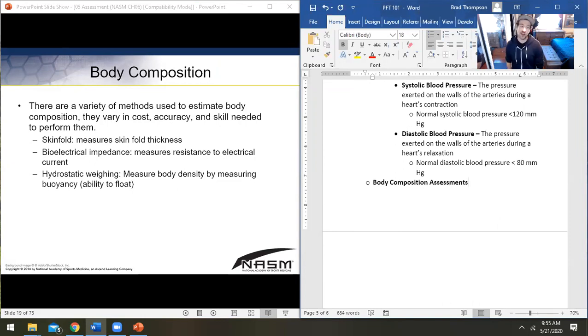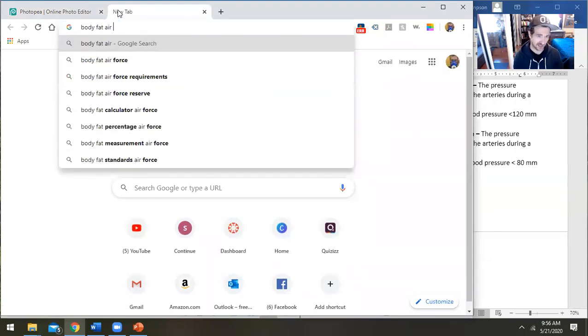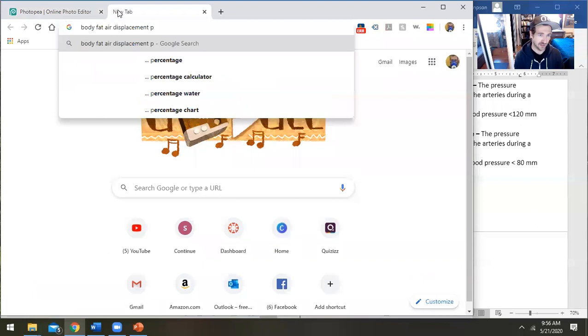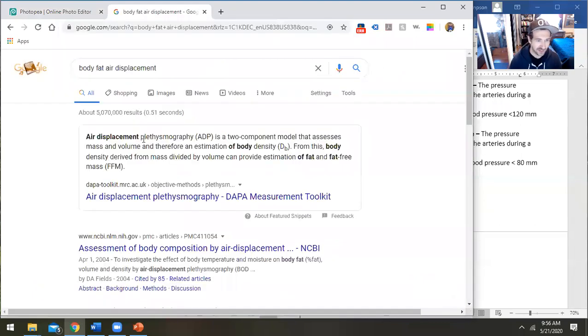So a brief rundown on how to do this. There are obviously a lot of different ways to calculate body composition. There are skin fold measurements, bioelectric impedance, and hydrostatic weighing. There's also body fat air displacement, plethysmography. I can't ever say that word.